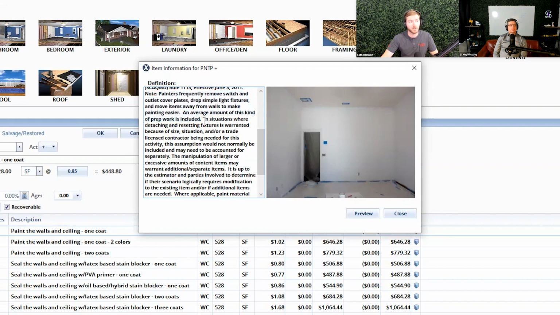This is what was added. Here's the exact verbiage that was added this month. In situations where detaching and resetting fixtures is warranted because of size, situation, and or a trade licensed contractor being needed for this activity, this assumption would not normally be included and may need to be accounted for separately. The manipulation of larger or excessive amounts of contents items may warrant additional or separate line items. It is up to the estimator and parties involved to determine if their scenario logically requires modification to the existing item and or if additional line items are needed.